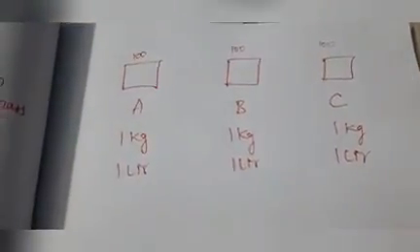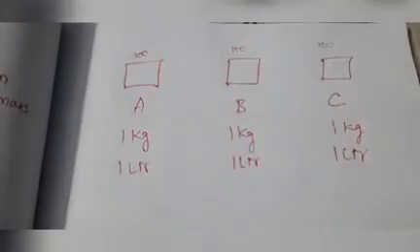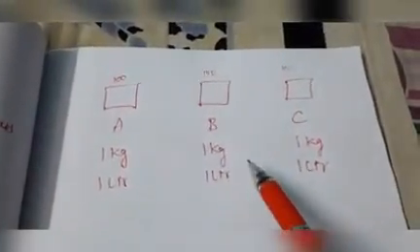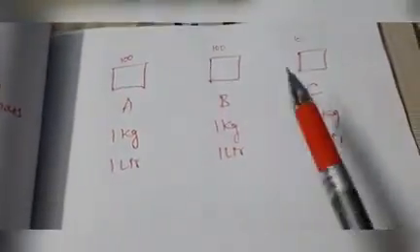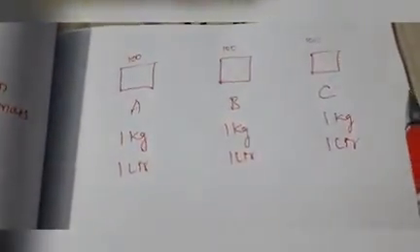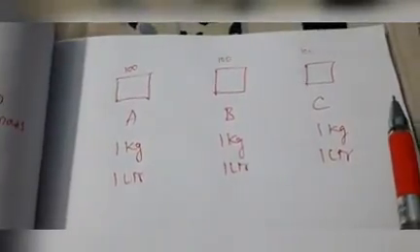So again, please listen. Avogadro hypothesis: equal volume of all gases under similar conditions of temperature and pressure contains an equal number of molecules. If A contains 100, B and C also contain 100 molecules. Equal volumes of gases contain an equal number of molecules under similar conditions of temperature and pressure. This is called Avogadro's law.